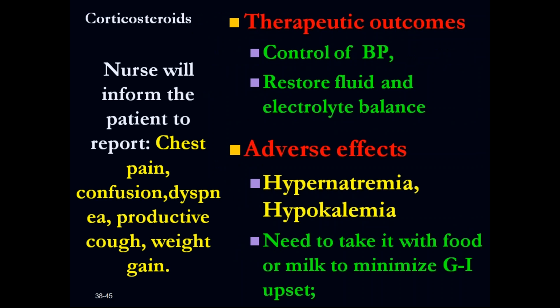All right, so therapeutic nursing. Here we have some side effects that we need to remember: chest pain, confusion, dyspnea, productive cough, and weight gain, and that is caused by this aldosterone. What does the aldosterone do? It reabsorbs sodium, so more fluid, edemas. Adverse effects, we have hypernatremia and hypokalemia.